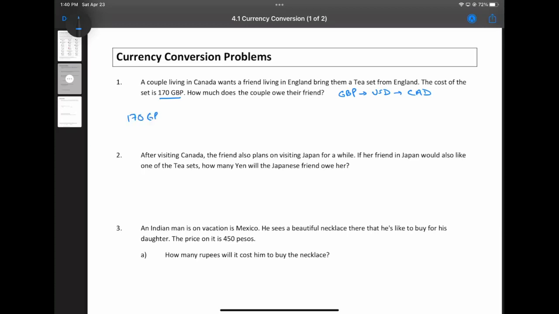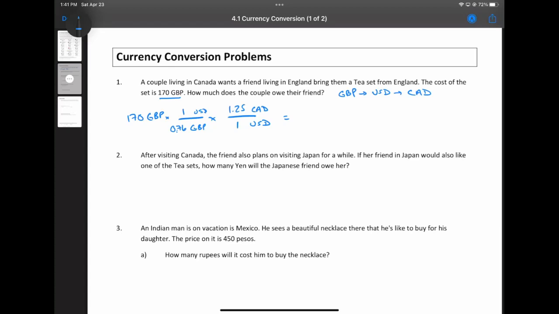So 170 GBP. We have two units to convert through, so we'll do two fractions there. And we're going to put GBP, USD, Canadian on the top, and then GBP, USD on the bottom. Now, if we look back at our title page, we can see that the currency conversion between Great British pounds and US dollars is that one US dollar is equal to 0.76 British pounds. And that the relationship between Canada and the US is that one US dollar is a buck 25 Canadian.